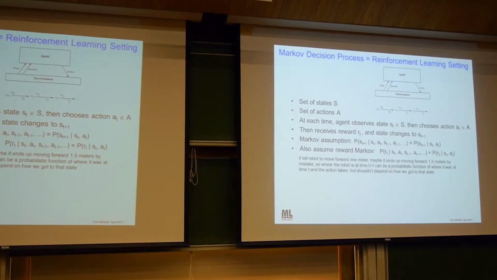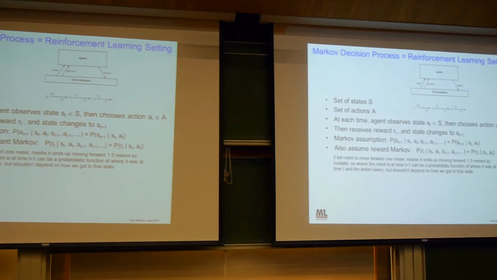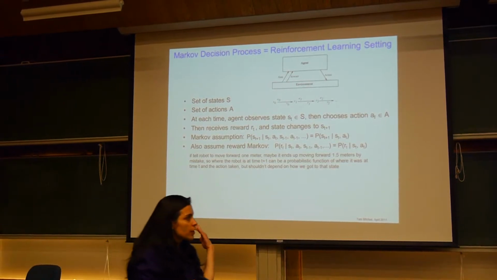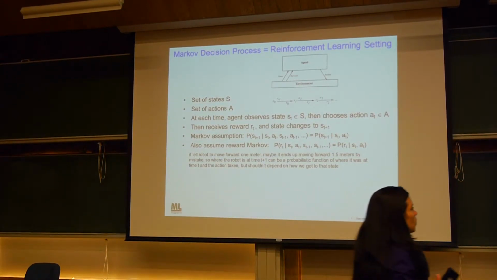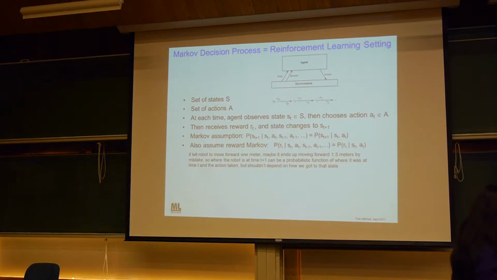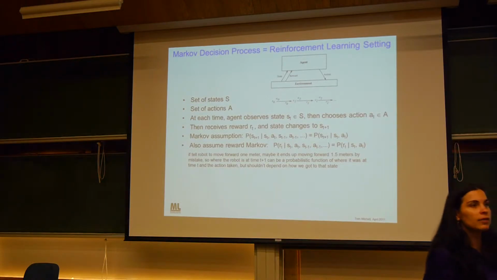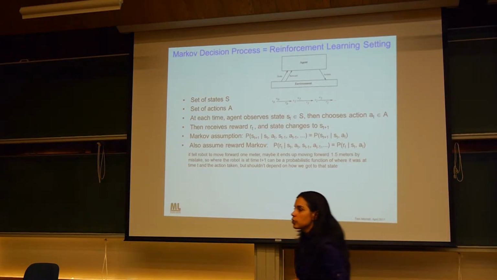Okay, and I have here just a comment about the Markovian assumption, to think about what that means. If we tell the robot to move forward 1 meter, maybe our robot will move forward 1.5 meters by mistake, say. So it could be a probabilistic function, but basically that should only depend on where the robot was in the previous time step, not what the robot has done until then. This is one way to think about this Markovian assumption.